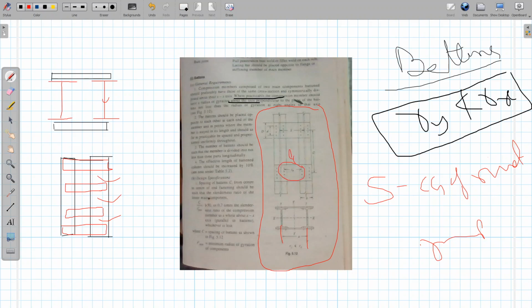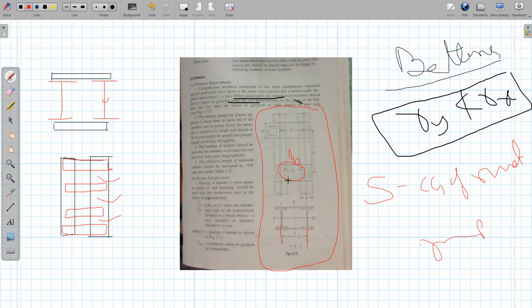Again, L suffix B is the center to center distance between the inner lines of the rivets. S is the center to center distance between the CGs of the rivet groups. The distance between the CGs of the rivet groups is denoted by S. And A is the distance between the CGs of the column members.